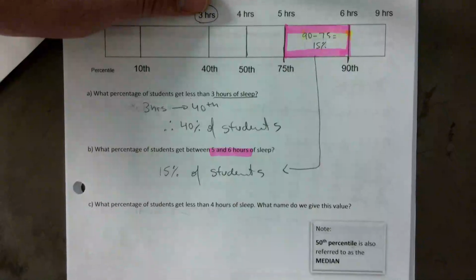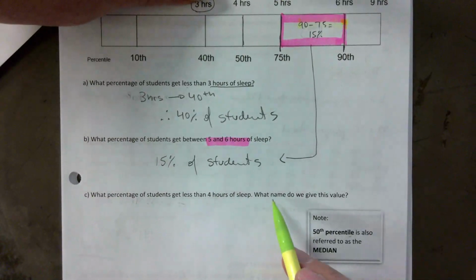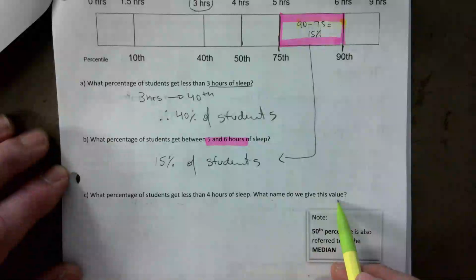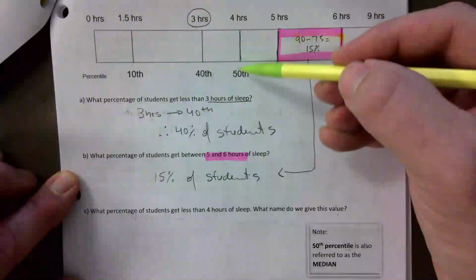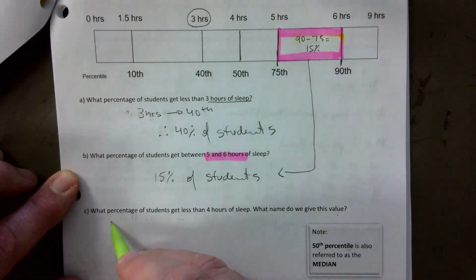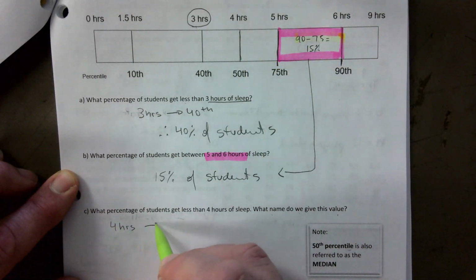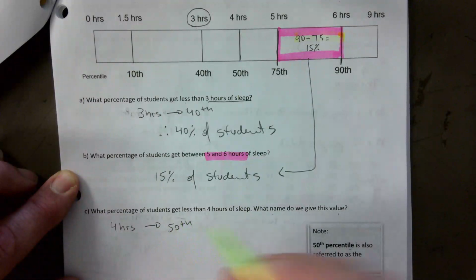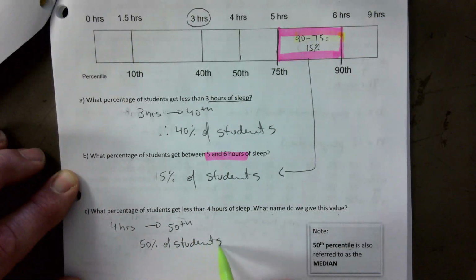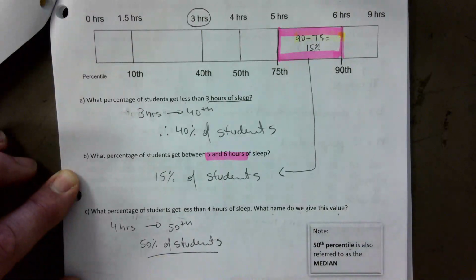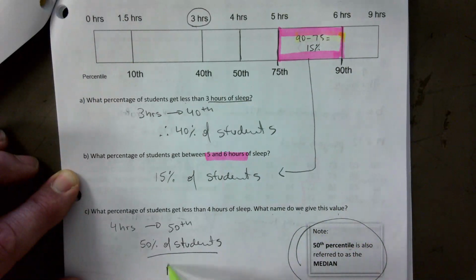What percentage of students get less than 4 hours of sleep? What name do we give this value? Where's 4 hours of sleep? Right here. It's 50th. So 4 hours places you in the 50th percentile. So 50% of students. The name we give this, when 50% is below you and 50 above you, what do we call that? It's right here. Median.